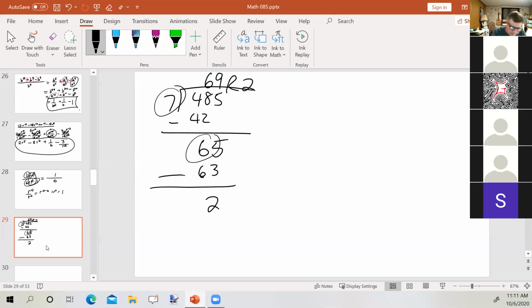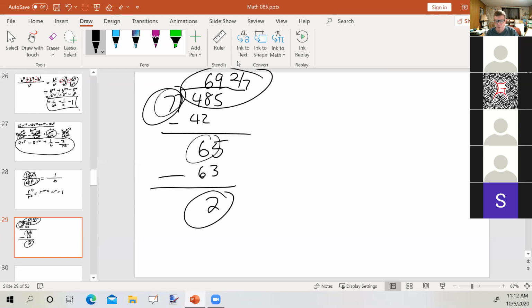Okay. Then as we progressed further, later on, we'd say, oh, that's 69 2/7. In other words, we would take the remainder over the divisor and write our answer as a mixed number, unless it came out with no remainder. Okay.